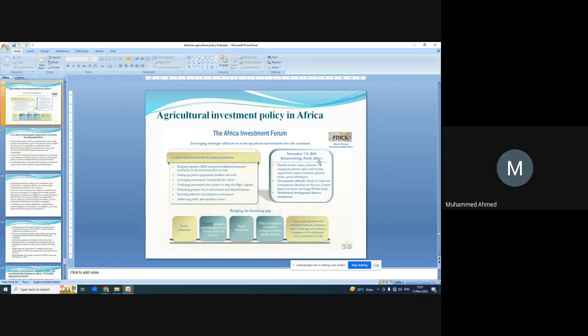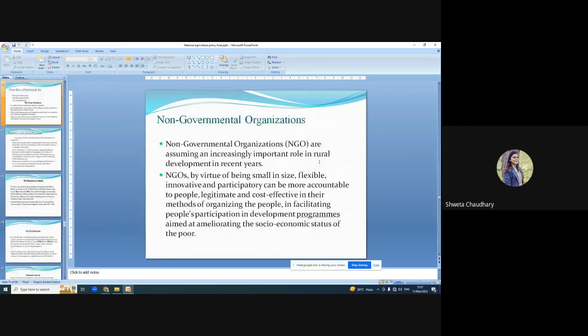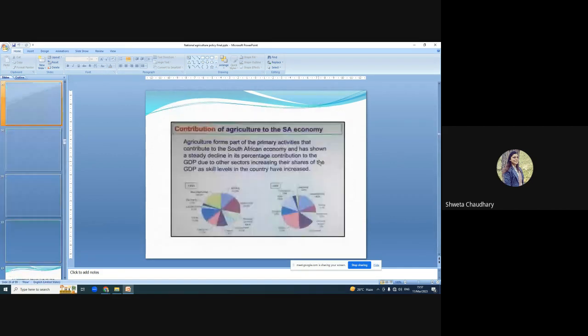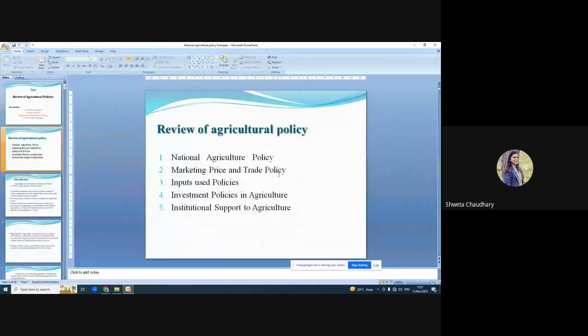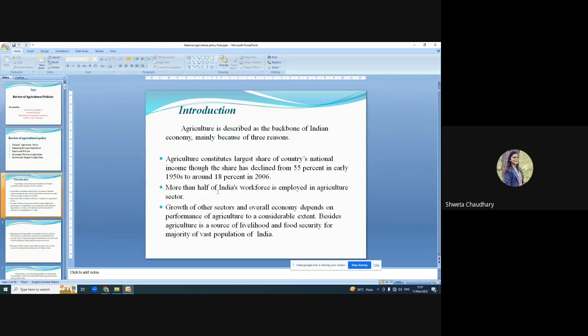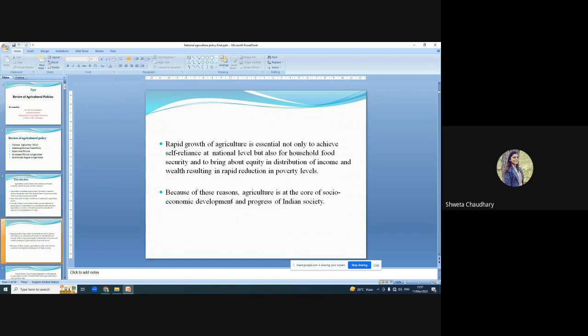All right. So I shall be just giving a review from the starting. If you have any issue, you can ask in between. So we have studied National Agricultural Policy. Then we have studied Marketing, Price and Trade Policy. Then we have studied Input Use Policy. In this, we have studied Land, Water. Then we have studied investment. What are the investment supports? Then we have studied institutional supports like commercial banks and cooperative banks. So this was the introductory part of NAP.